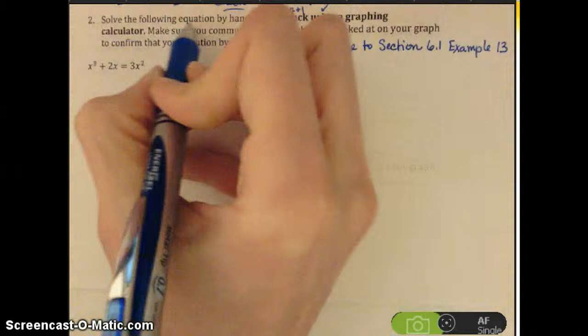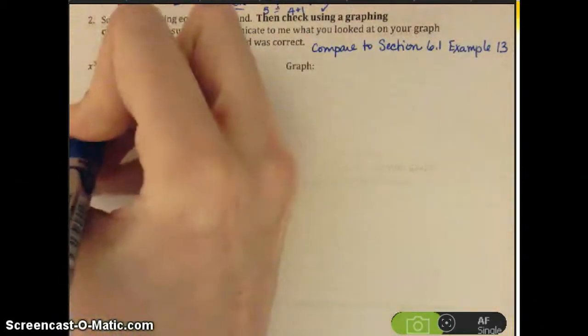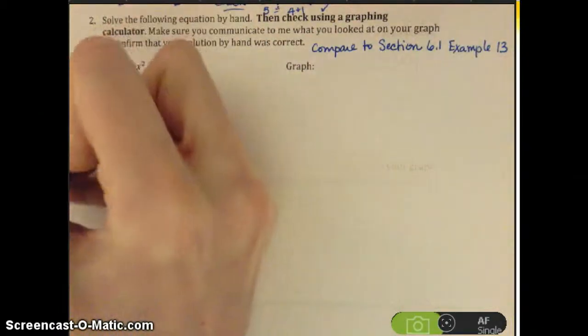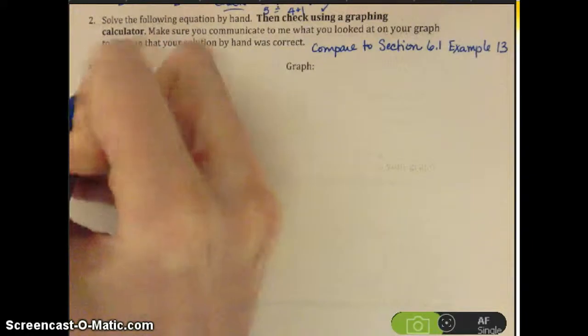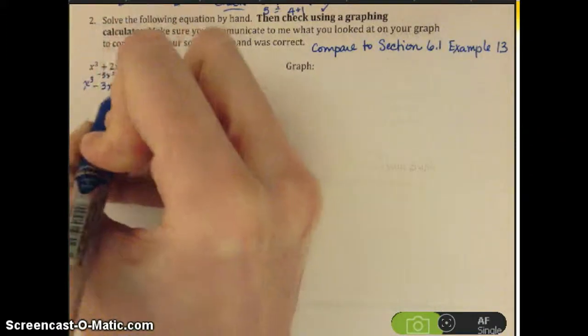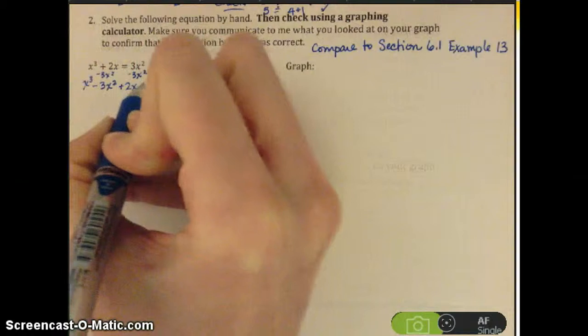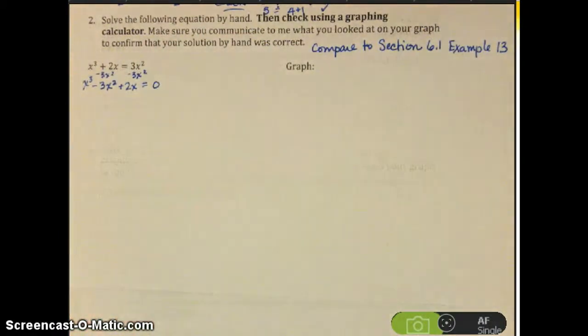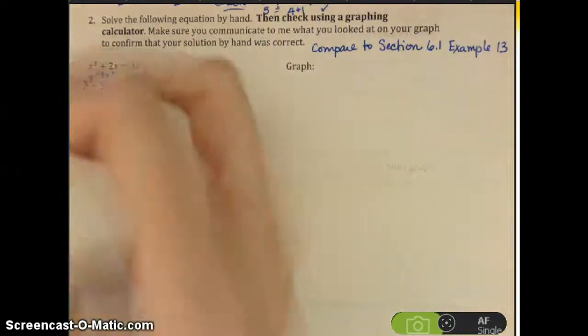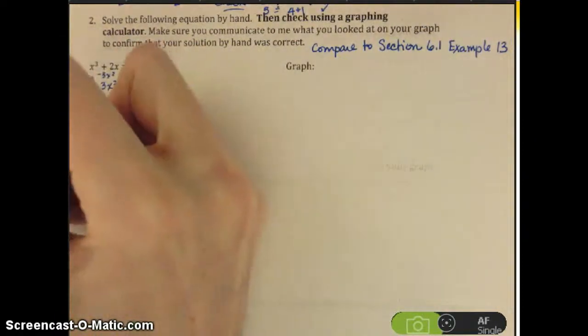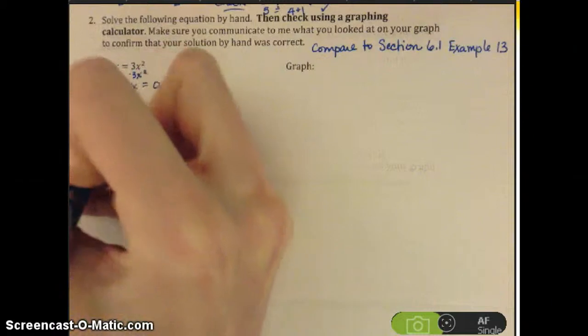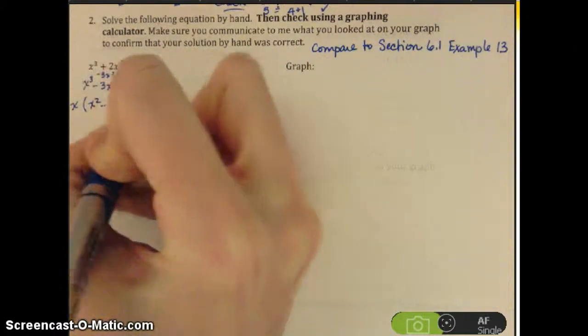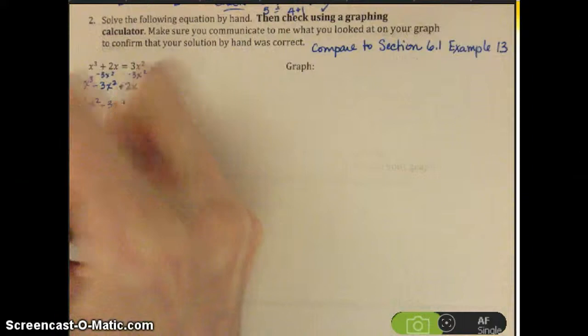Okay, so to solve the following equation by hand, I'm going to first get everything organized in the right order with my terms in descending order. So x cubed, x squared, x to the first, and a 0 on one side because I'm going to use the zero product principle. So I need the 0. I see a GCF. And I can factor.